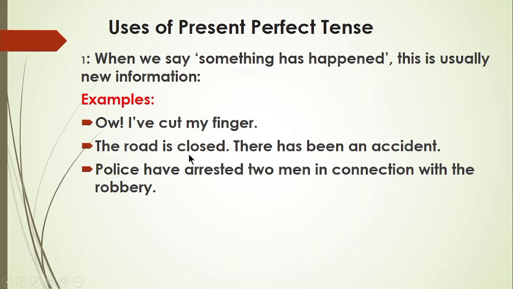The road is closed. There has been an accident. So there has been an accident is new information. Police have arrested two men in connection with the robbery. So police have arrested. It's new information. So for new information, we use present perfect tense.